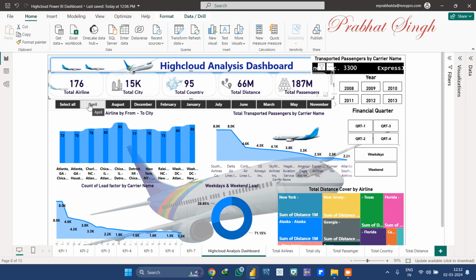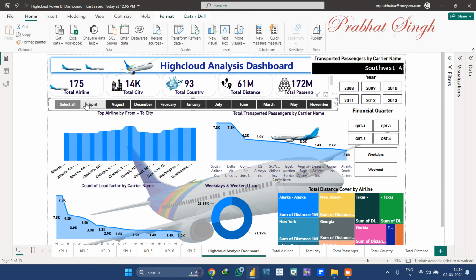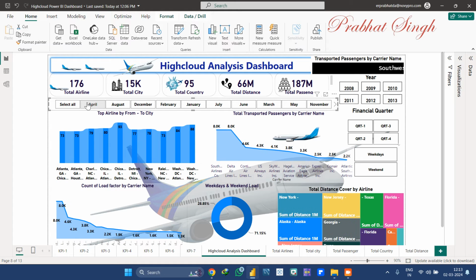Here we get the area chart with column for airline by travels by city. Then a second area chart for count of load factor by carrier name. Then a third for transported passengers by carrier name. Then we use the donut chart for weekdays and weekend, and a tree chart for total distance covered by airline.